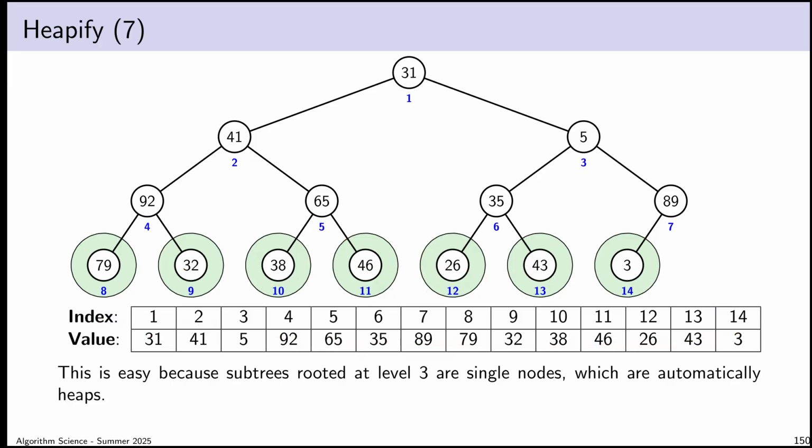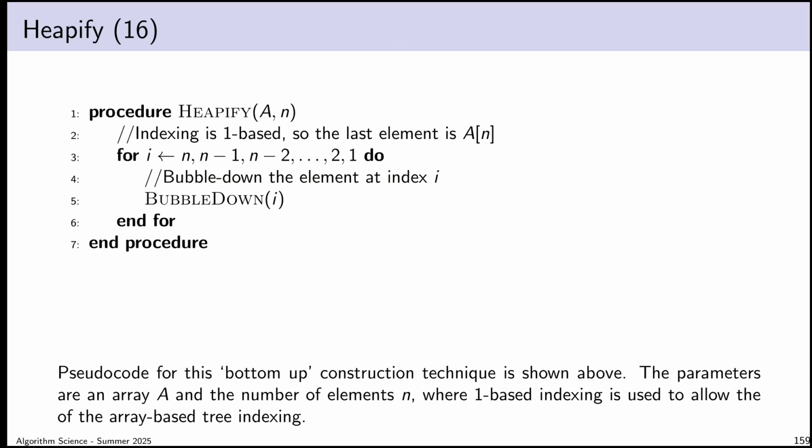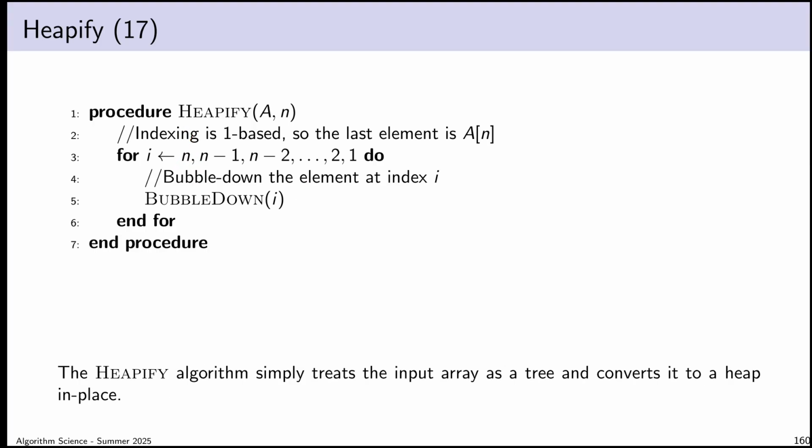So all I really need to do to restore the heap property starting at level 3 and working my way up is to run bubble down on each node in reverse order of my indexing sequence, because that will take me through each level before it gets to the level above it. So Heapify is deceptively simple. All it is is a loop that counts backwards from n. Notice that the last index is n itself, not n minus 1, because we're using 1-based indexing. And then at each step it just performs one bubble down operation. And that's Heapify, the bottom-up heap construction.